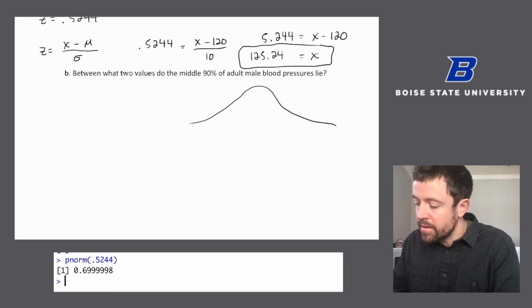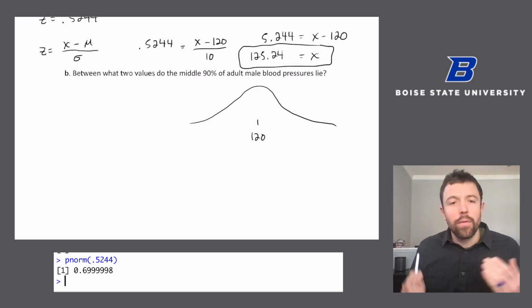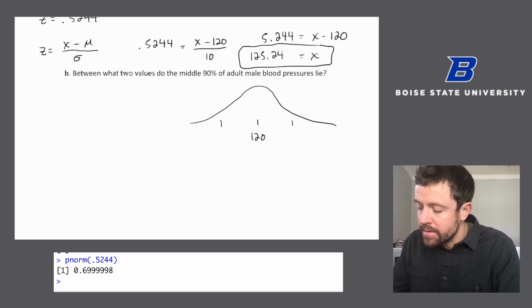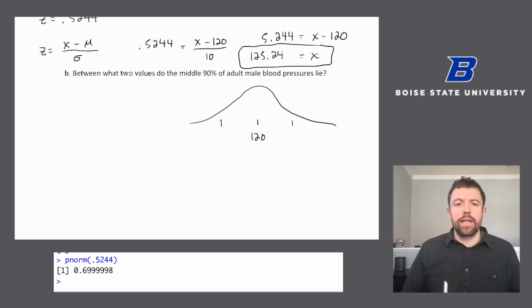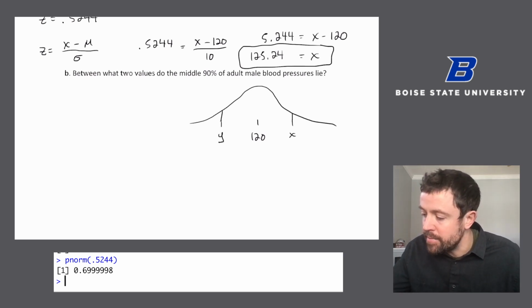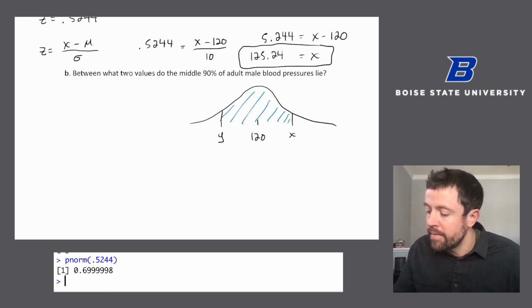And this picture is maybe a little tougher to draw. I mean, the first part is always the same. We want two values, and we want the middle 90%. So these values are going to be equally spaced. Right? The middle 90% has to be centered in the middle. And I'll call this value x and call this y. And what I want is the middle 90% to be between these two. Or in other words, I want this blue area to be 0.9.